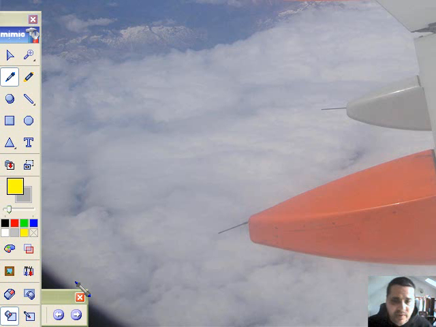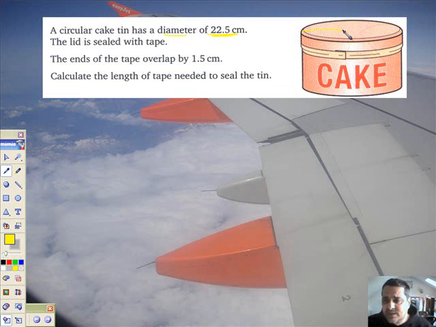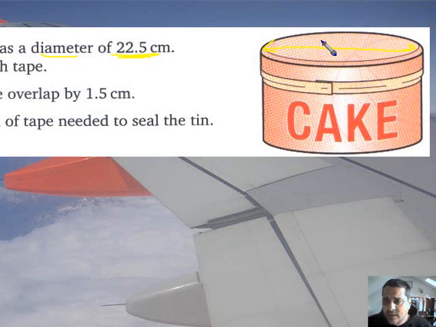Right, we're going to do some cake now. Right, this is question 11. A circular cake tin has a diameter of 22.5 centimeters. So from there to there, you've got a lovely 22.5. I mean, you can't see that very well, but it doesn't matter.